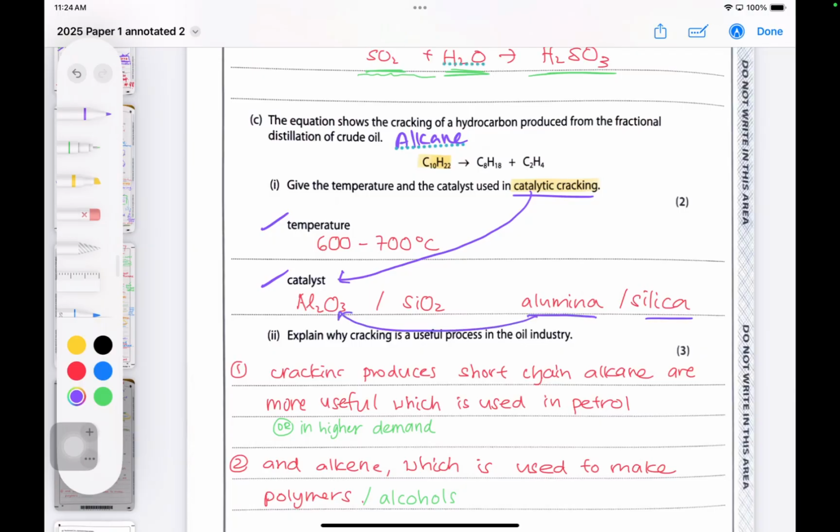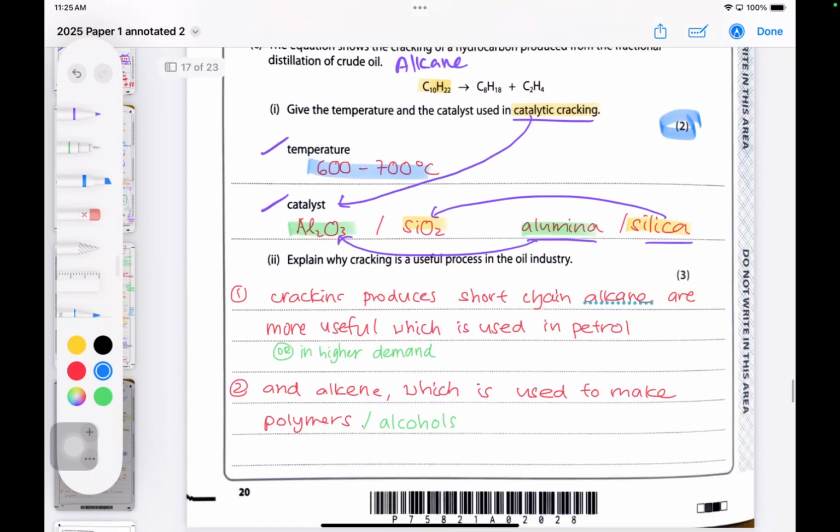In case you want the formula, it's essentially these 2. I'm going to match silica to this, and alumina is essentially aluminium oxide. The temperature here would be in the range of 600 to 700 degrees Celsius. Don't put things like above 600, because that's really vague. What's above 600? Is it 600 to 6,000? So provide this range; it'll be safer for you to get your full 2 marks here.